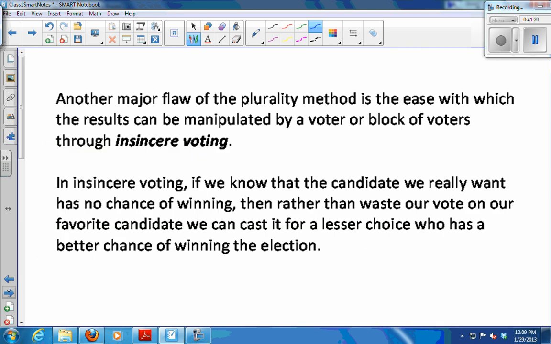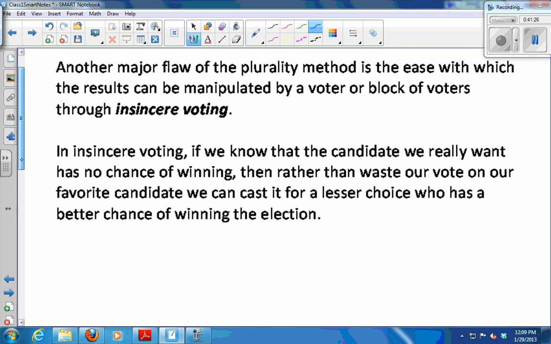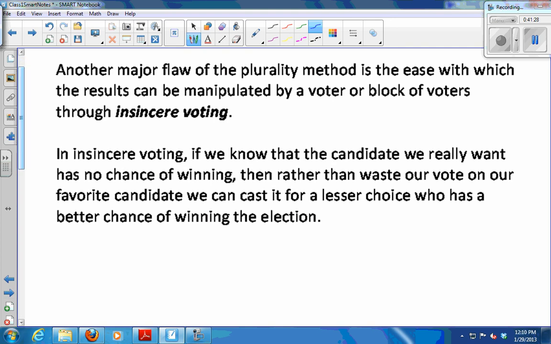As we saw, that breakdown occurs with plurality the more choices you have. 48% won. It was a minority vote, basically, and still won. Yep. So we have one more major flaw of the plurality method, and that is the ease with which the results can be manipulated by a voter or a block of voters through something called insincere voting.